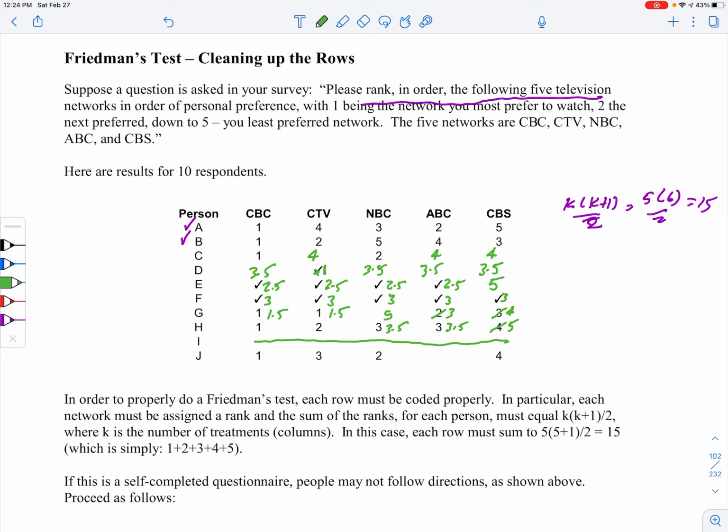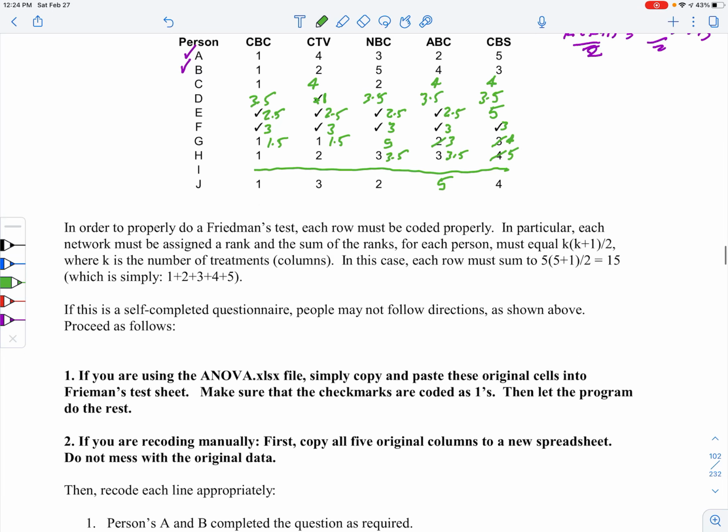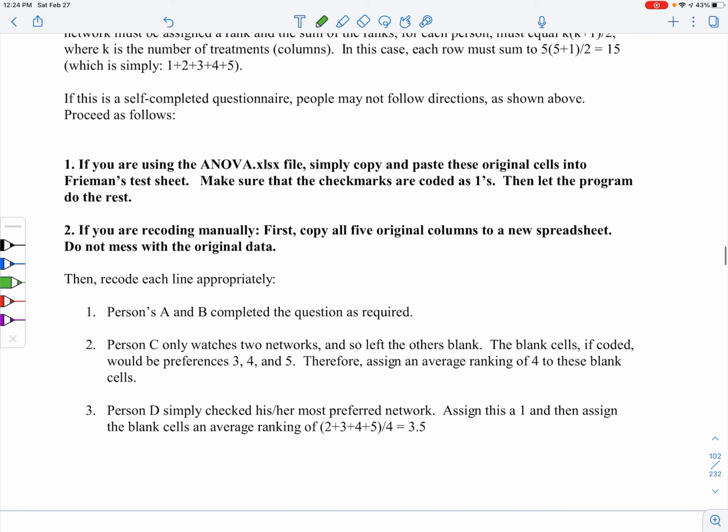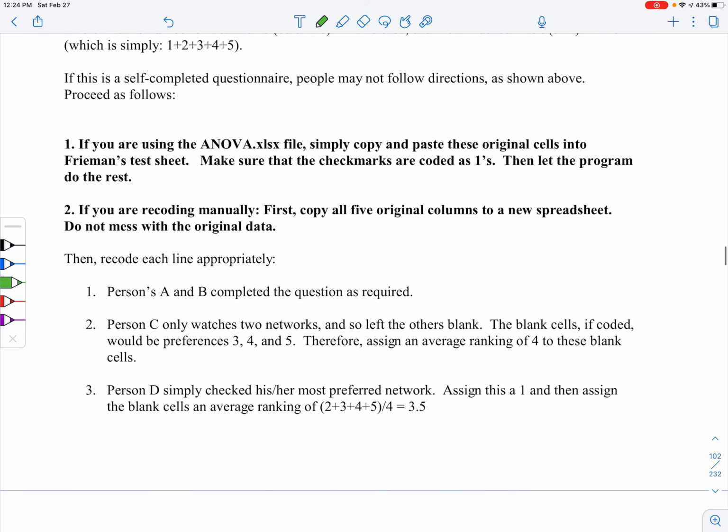And then the last one here is 1, 2, 3, 4, and we would put in a 5 here for ABC. So now all of them add up to 15 going across here. And I've done that down here.